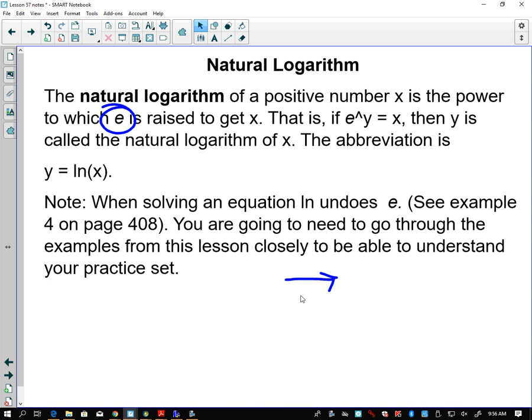If e to the power of y equals x, then y is called the natural logarithm of x. The abbreviation is y equals ln x. What I want you to know is that when solving an equation, natural log, or ln, and e undo each other. Is there something wrong?